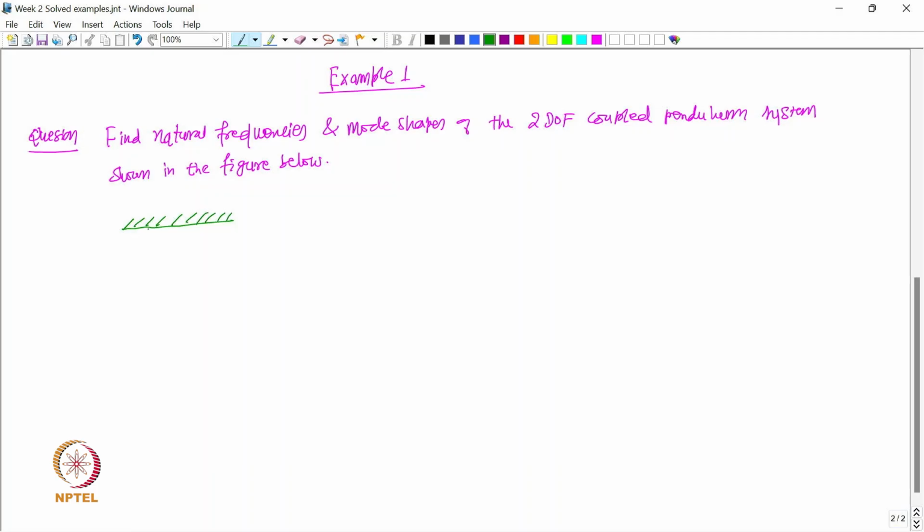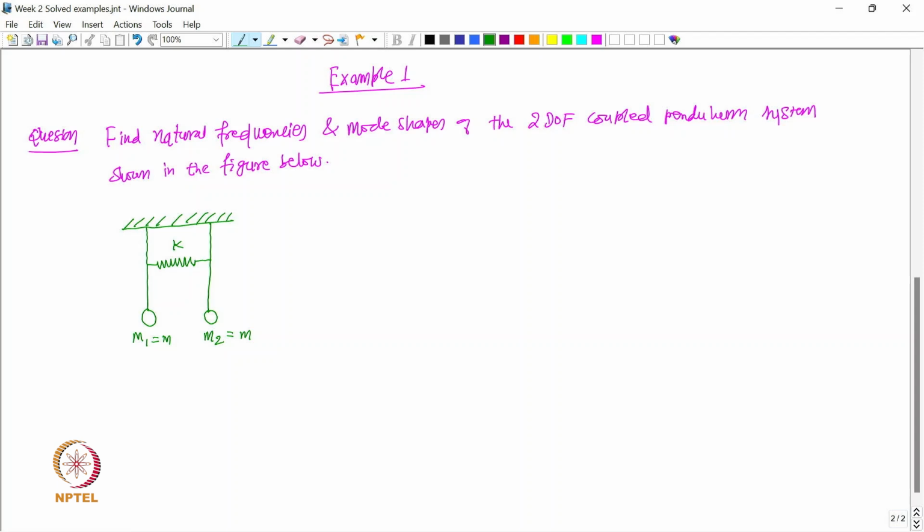We have 2 pendulums like this. They are identical pendulums and they are connected or coupled through a spring. So, maybe we can first develop the equation of motion by taking general values of the masses and lengths. Let this be m1, this be m2, and of course we are going to take m1 equal to m, m2 equal to m, and let us say k is the stiffness of the spring.